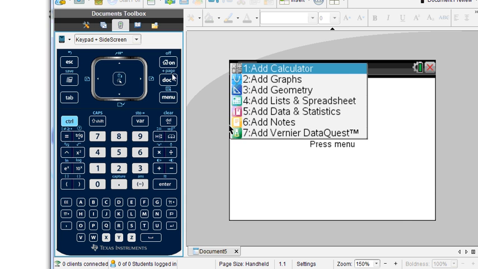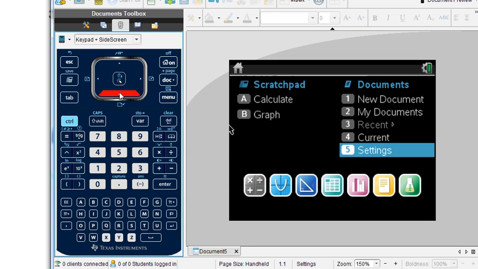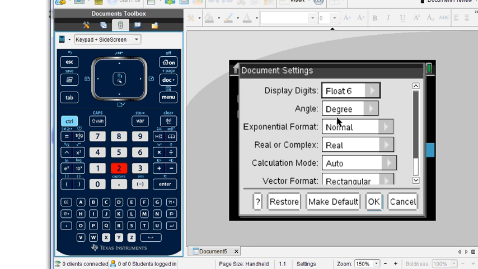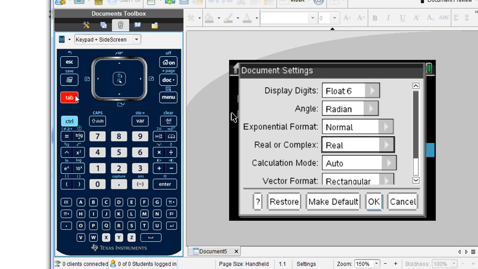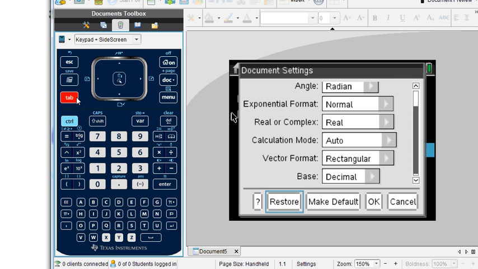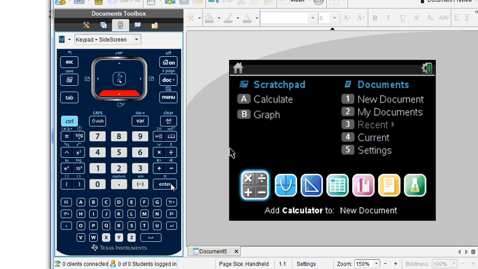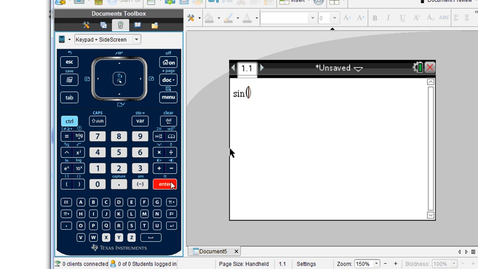First thing you have to do is make sure that your calculator is in radians. So I go to document settings and see the calculator is in degrees and not radians. So let's go ahead and change that to radians. We go down to tab. You can make default to change it permanently. We'll go to OK, which temporarily changes it. So we go down here to a calculator page, and we take sine.